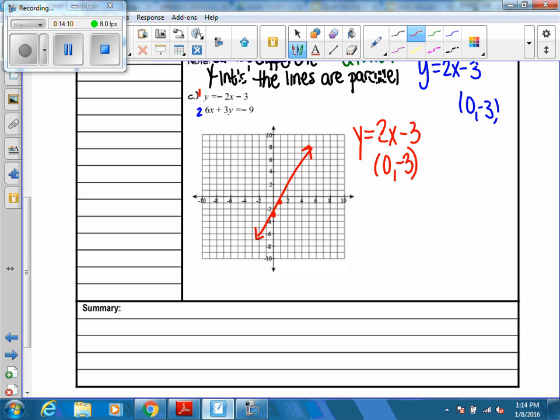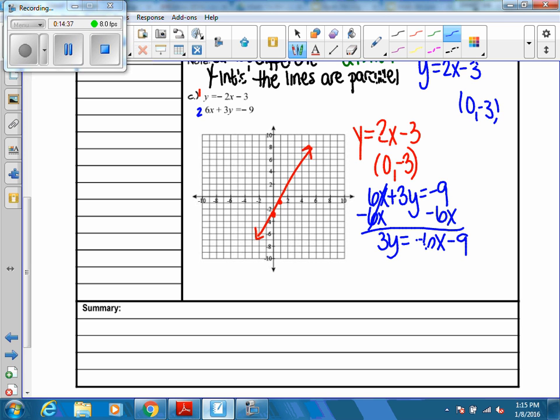And then if I go to equation 2, I have 6x plus 3y equals negative 9. So I'm going to solve this to put in slope-intercept form. I'm going to subtract 6x from both sides. These cancel. I'm left with 3y equals negative 6x minus 9. But hold on, let me go back. I actually did that wrong. If I look at this first equation, this is supposed to be negative 2x minus 3.